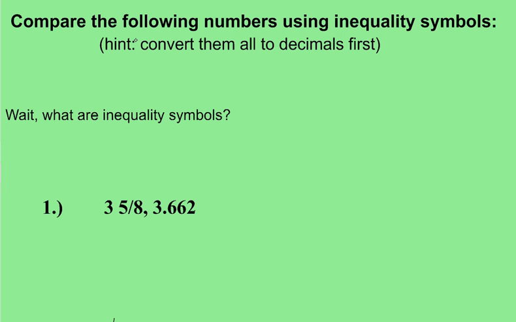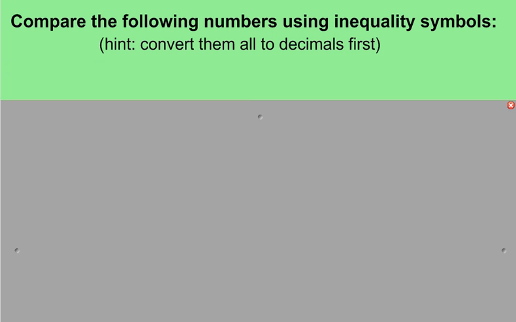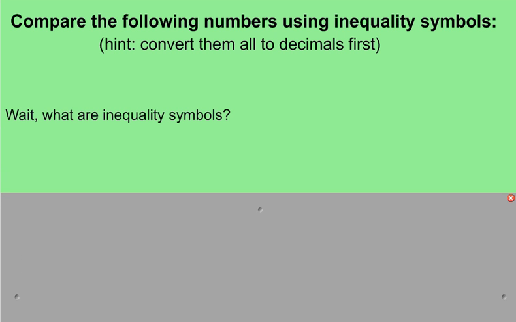So here's an example. Let's compare the following numbers using inequality symbols and convert them to decimals. Now, first of all, what are inequality symbols? Well, inequality symbols are those symbols that open up to the larger number. So that would be the less than symbol, this would be the greater than symbol, and then the equal symbol, if they are equal.